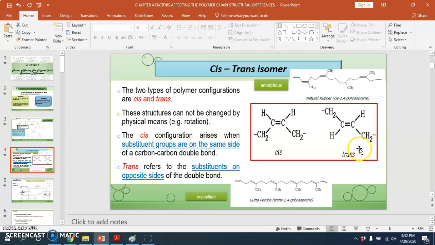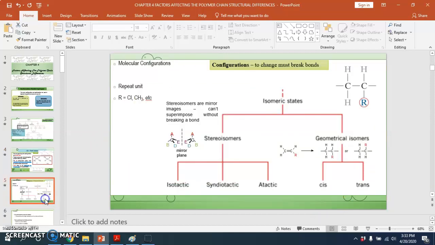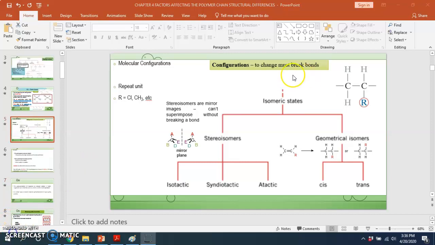As a result, trans-1,4-polyisoprene, also known as gutta-percha, is hard and rigid. So, trans-1,4-polyisoprene is a crystalline polymer. Configuration cannot be altered unless we break the bonds.